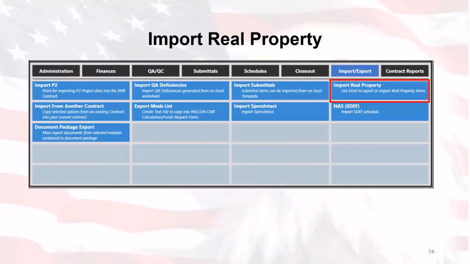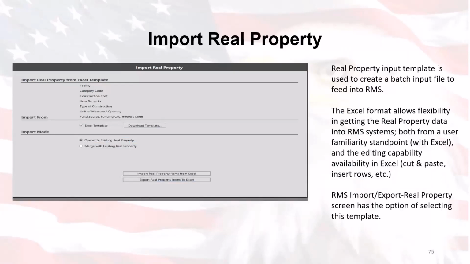And then we're going to skip the submittals and spec sections for right now. We're going to jump over to import real property. So the real property input template is used to create a batch input file to feed into RMS. The Excel format allows flexibility in getting the real data into RMS, both from a user familiarity standpoint with Excel and the editing capability available. So in Excel, you can cut and paste and insert rows, and you can do things at a faster level than you would be able to do in RMS specifically.